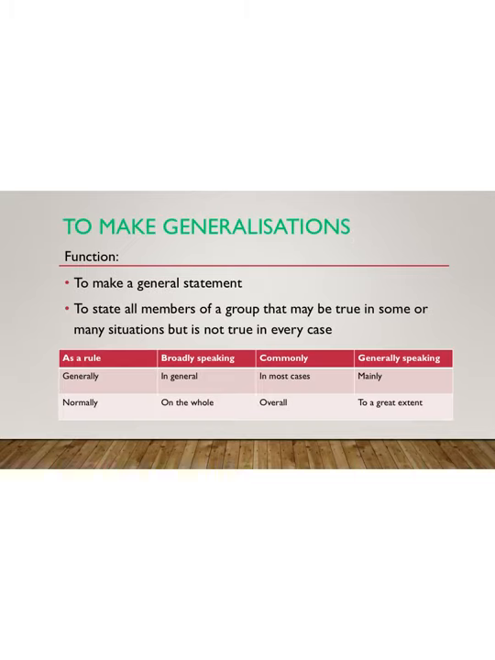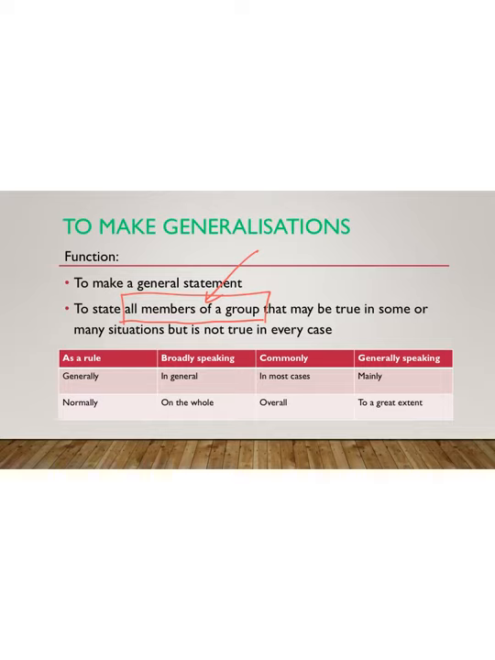Okay, so first of all, to make generalizations. And the functions of this type of connectives to make a general statement are to state that all members of a group may be true in some or many situations, but it's not true in every case. Okay, remember, all members of a group.